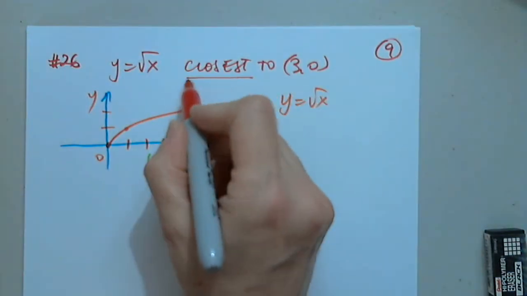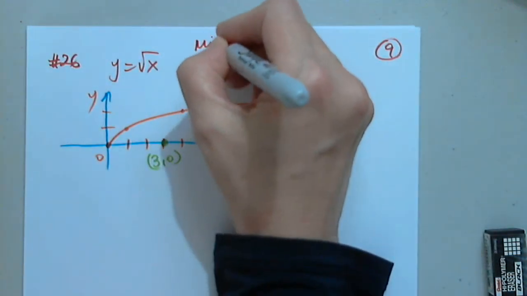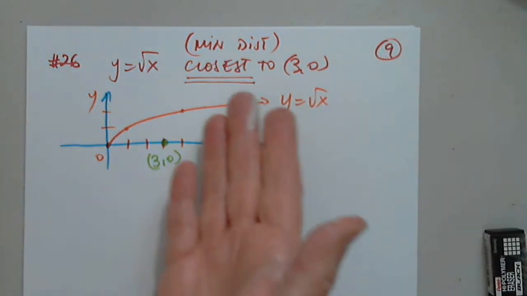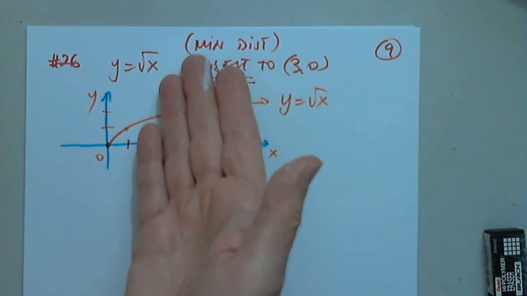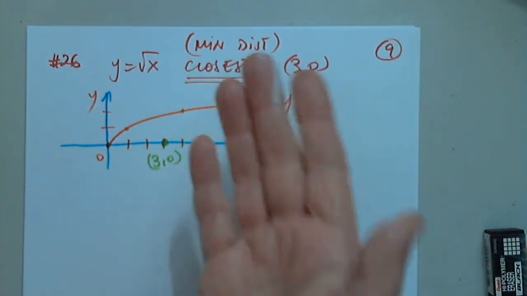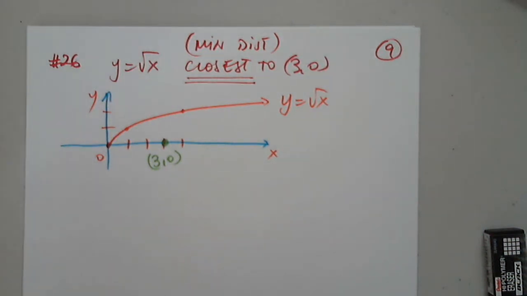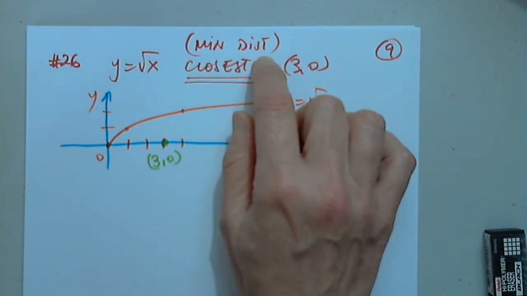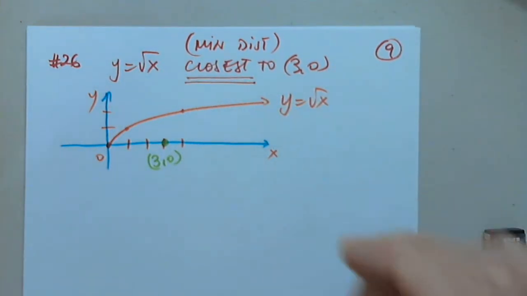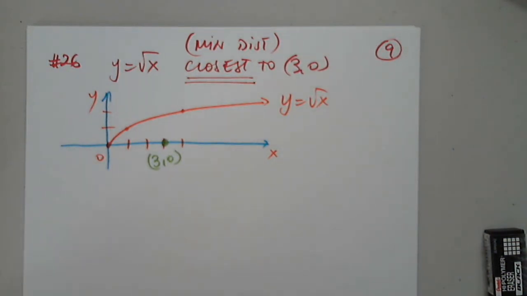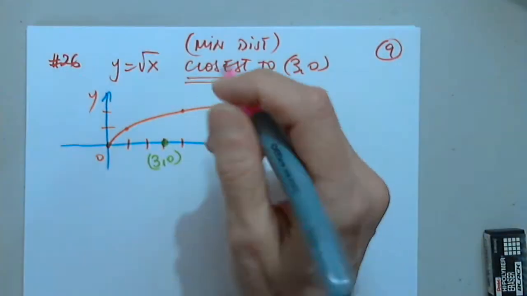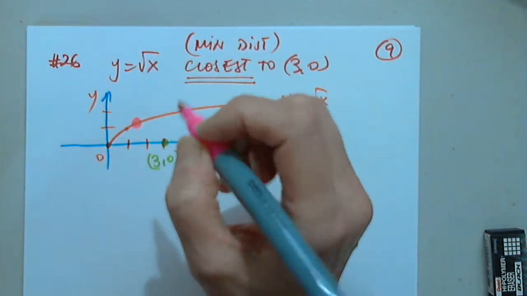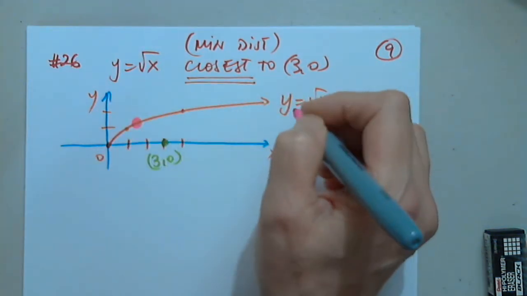When I say closest, I mean minimum distance. So the closest grocery store to my place means the minimum distance from my place to the grocery store or gas station or whatever you want. So this is a minimizing or an optimization type of problem. Now, I would picture a point somewhere. I don't care where. So let's say this is my point. And this is a point on the graph of the function.